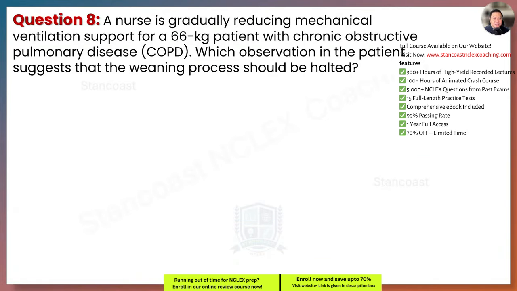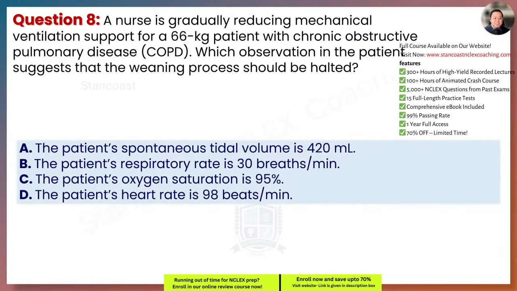8. A nurse is gradually reducing mechanical ventilation support for a 66-kilogram patient with chronic obstructive pulmonary disease. Which observation in the patient suggests that the weaning process should be halted? Options: A, the patient's spontaneous tidal volume is 420 mLs. B, the patient's respiratory rate is 30 breaths per minute. C, the patient's oxygen saturation is 95%. And D, the patient's heart rate is 98 beats per minute.